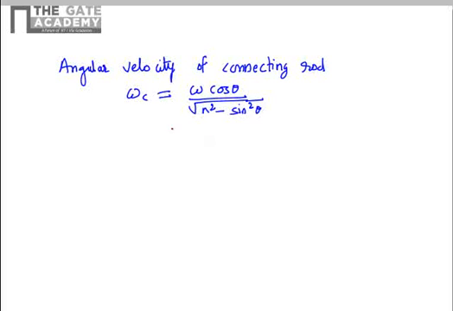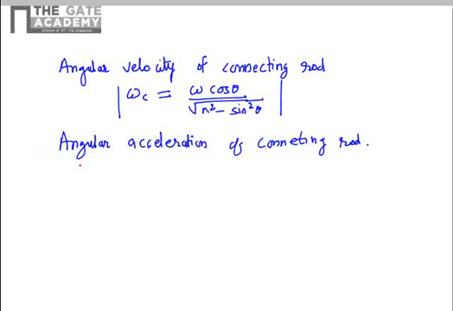You need to memorize this formula for getting a quick answer to an objective question on the angular velocity of the connecting rod. Now we are going to find the angular acceleration. For determining the angular acceleration, we have to differentiate the angular velocity with respect to time. So d omega c by dt, we can do the partial differentiation and get d omega c by d theta multiplied by d theta by dt. D theta by dt is known as omega, the angular velocity of the crank.